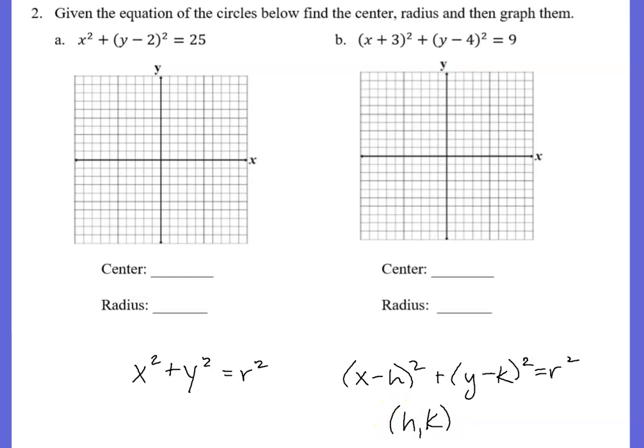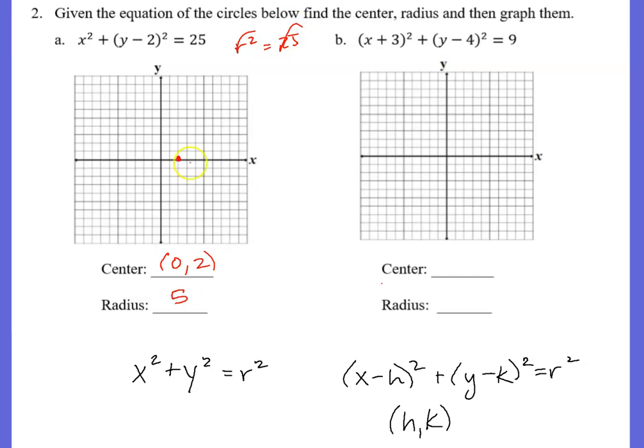Okay, so let's take a look. In this first one, we have no change happening to the x, so the center value for the x is still 0, but we do have a change to the y. Remember, it's the opposite, so if it looks like y minus 2, the center is at 0, 2. And then I need the radius, so r squared equals 5, so r equals 5.